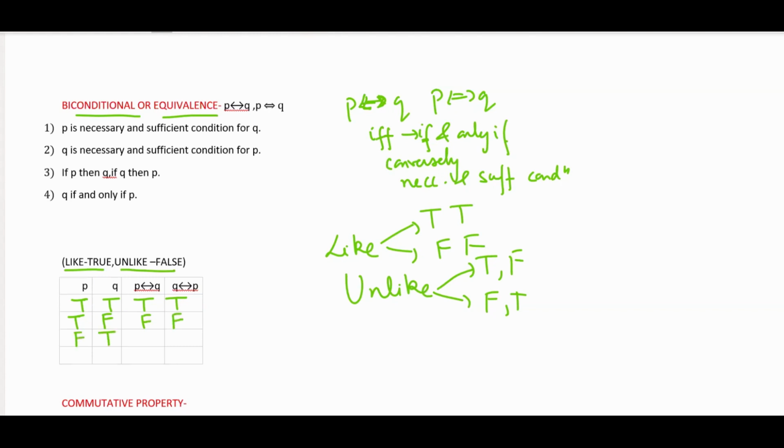False if and only if true, false because unlike case. True if and only if false, again false because unlike case. False if and only if false, your answer is true. False if and only if false, your answer is again true. So in this case, two cases will give answer true and two cases will give answer false. No one is dominating here.